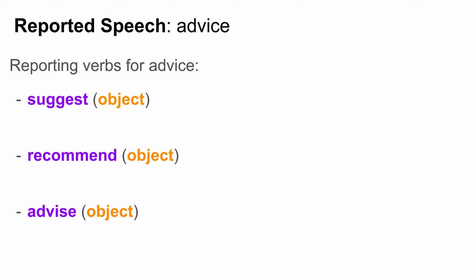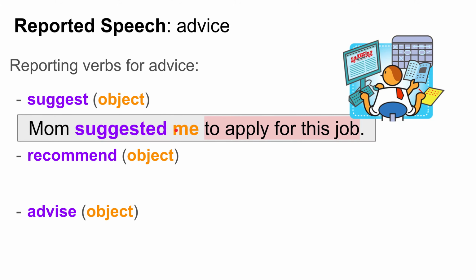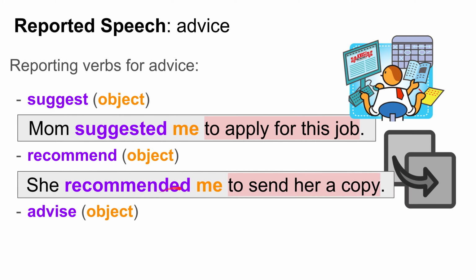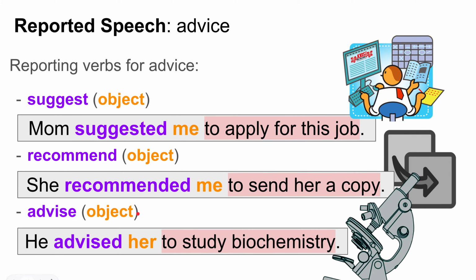The reporting verbs for advice are suggest, recommend, and advise, and they can have an indirect object. So for example, suggest. She suggested me to apply for this job. Recommend. She recommended me to send her a copy. And next example, advise plus object. He advised her to study biochemistry.